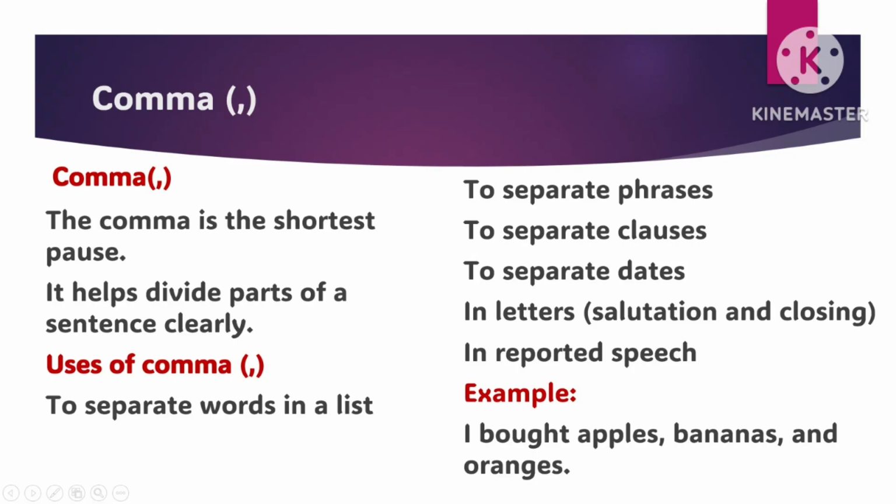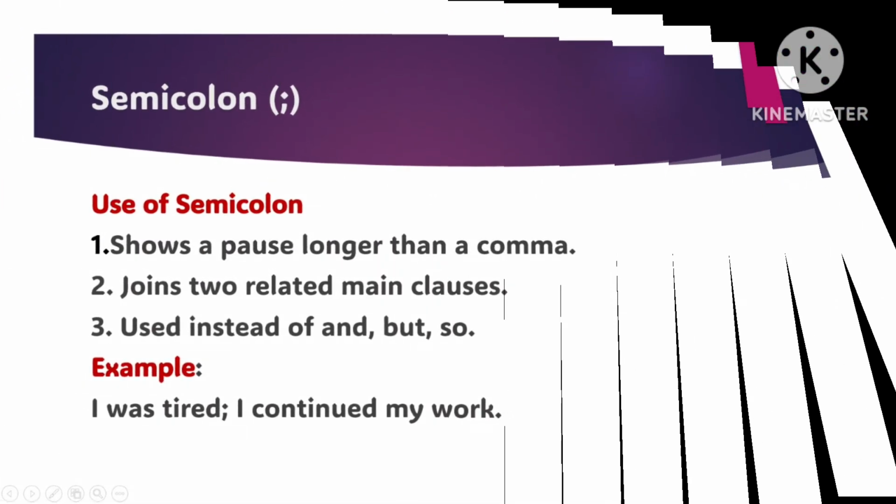Next we have comma. It is the shortest pause. It divides parts of a sentence clearly. Uses of commas are to separate words in a list, to separate phrases, to separate clauses, to separate dates. In letters, salutations and closing, we can use commas. Also in reported speech, it is used. Now take an example: I bought apples, bananas and oranges. See students here, fruit names are divided properly with the commas.